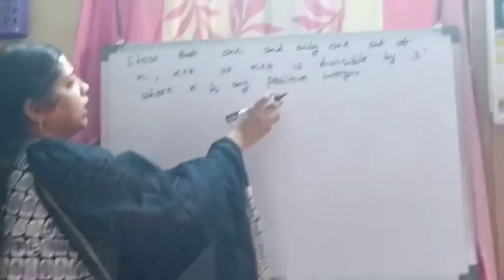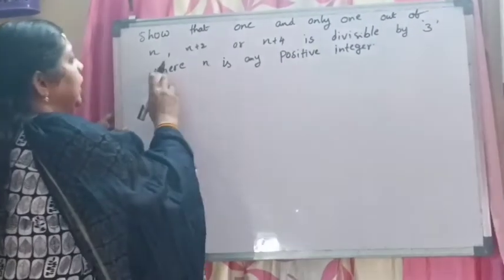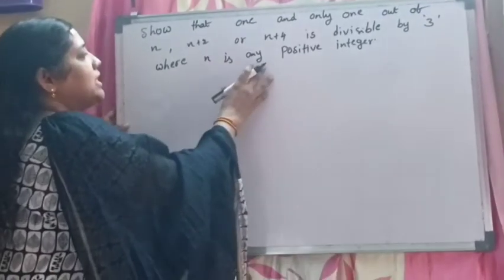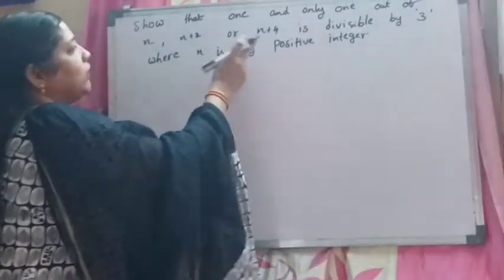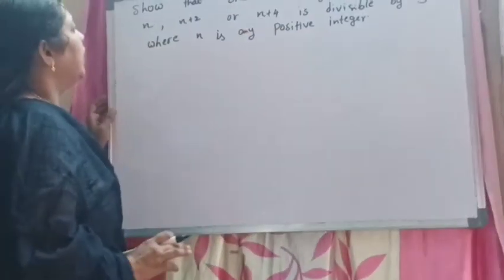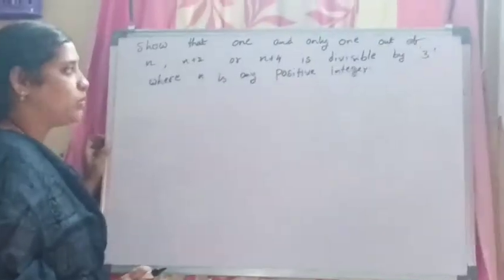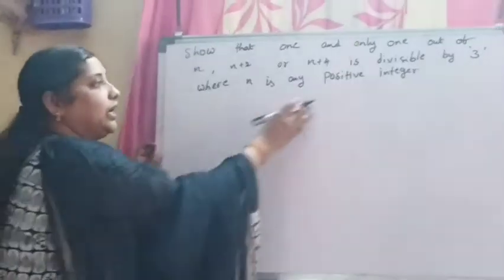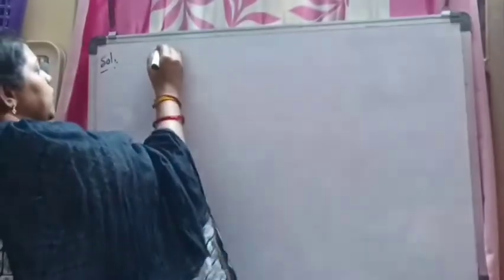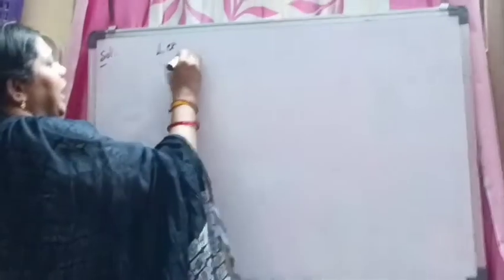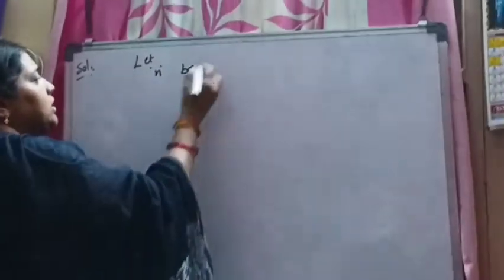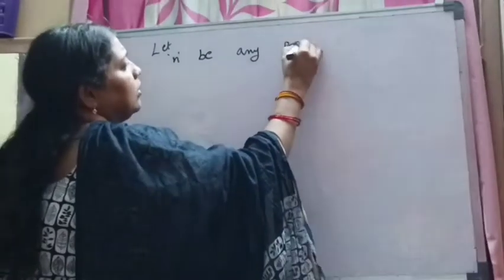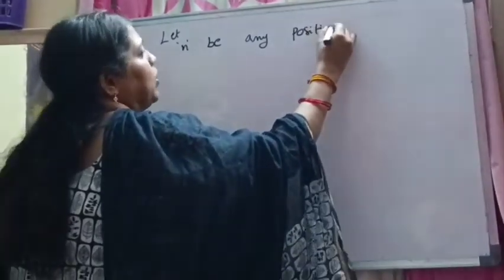Show that one and only one out of n, n plus 2 or n plus 4 is divisible by 3, where n is any positive integer. Solution. Let n be any positive integer.